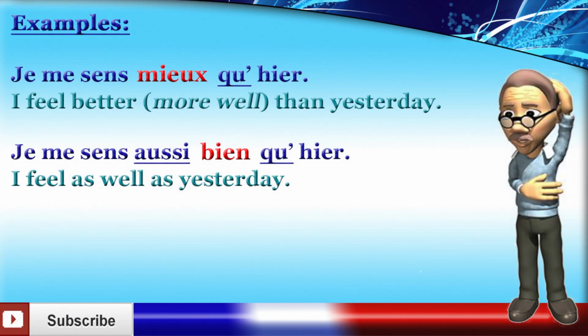Je me sens mieux qu'hier, I feel better than yesterday. Because better here means more well rather than more good, we need to use mieux. Je me sens aussi bien qu'hier, I feel as well as yesterday. We're using the comparative expressing equality here, so the adverb bien is regular and normal rules apply.